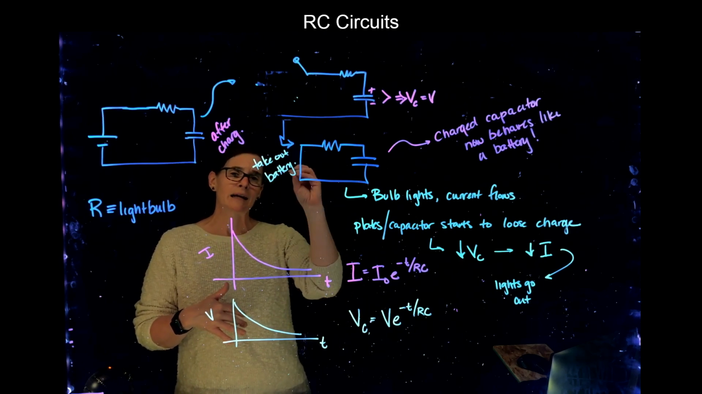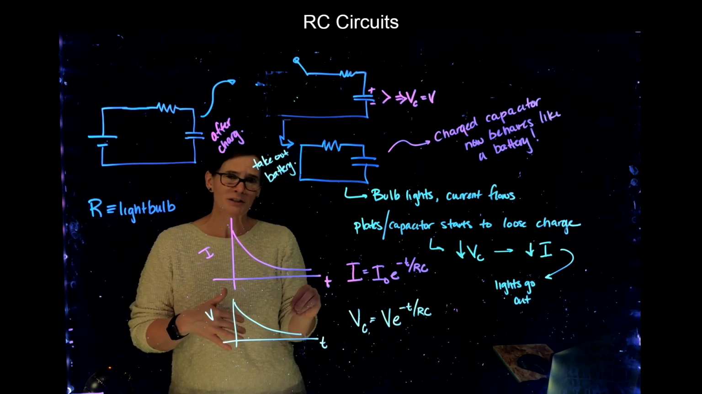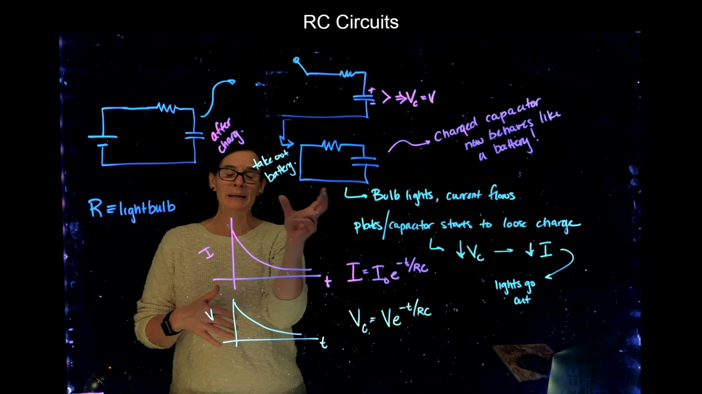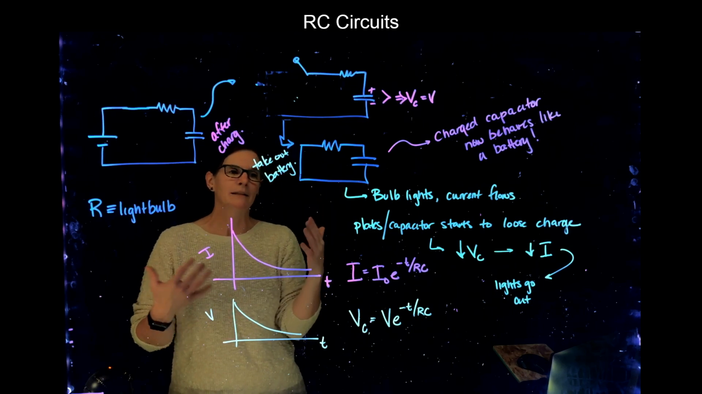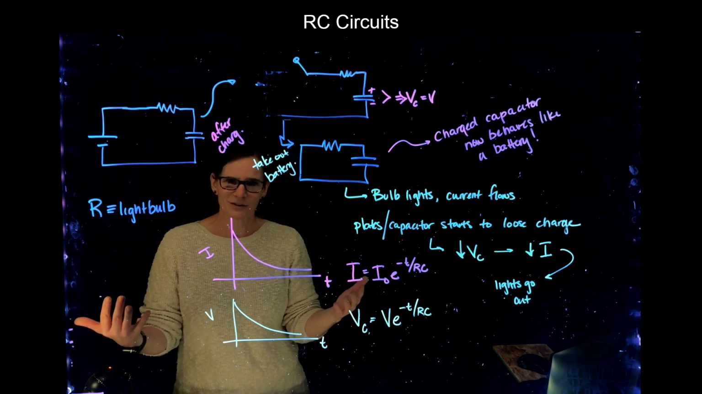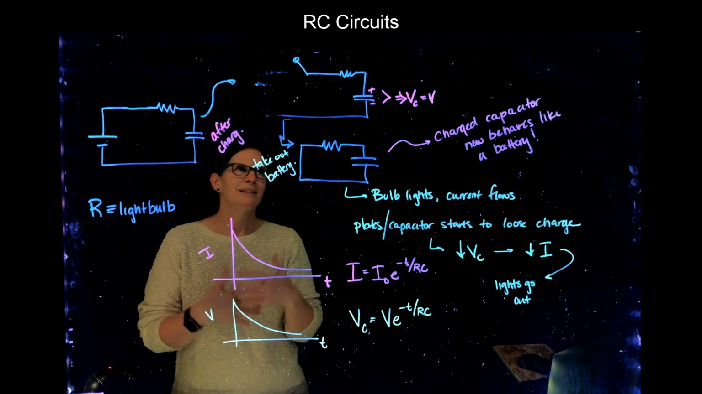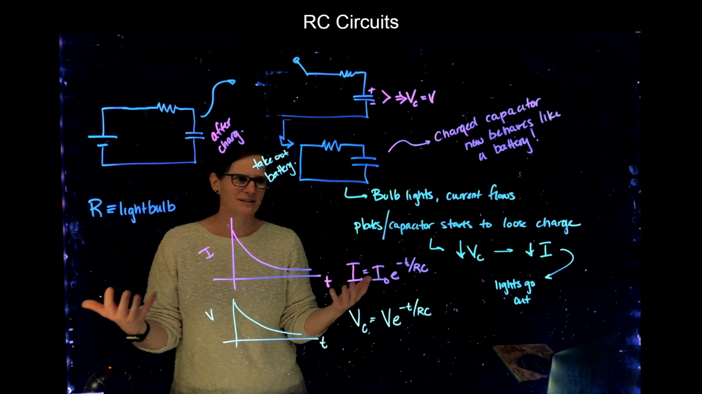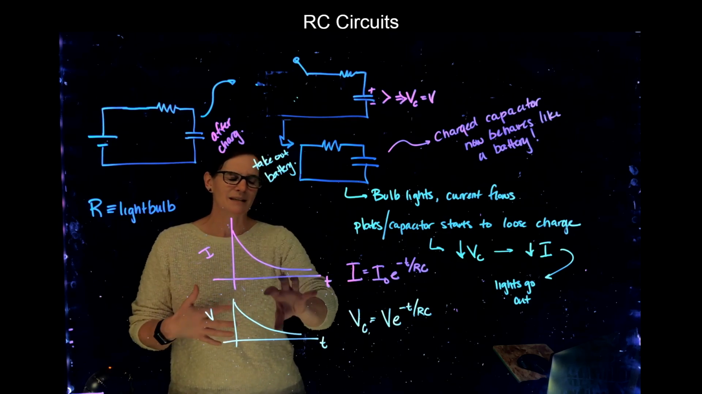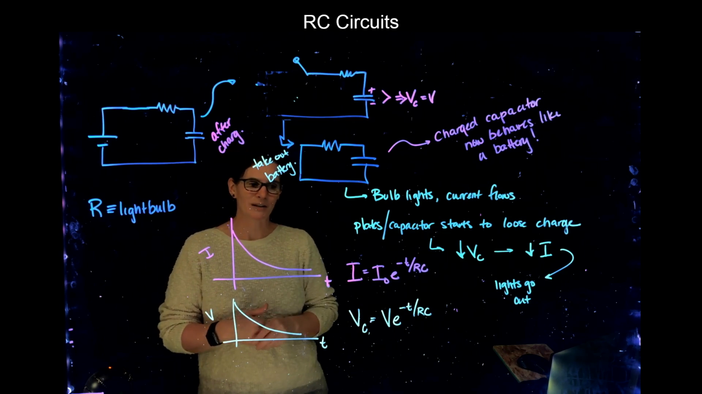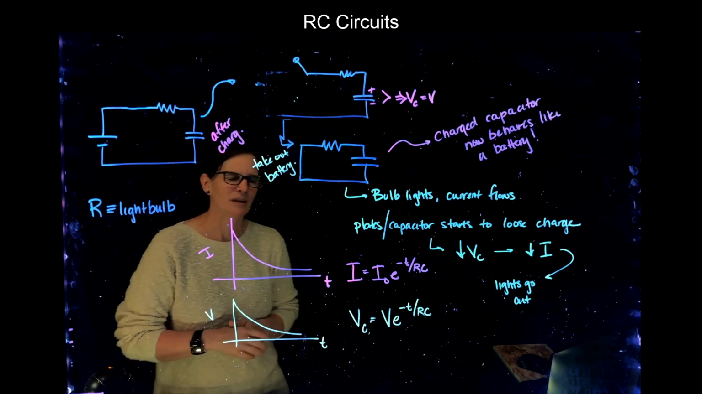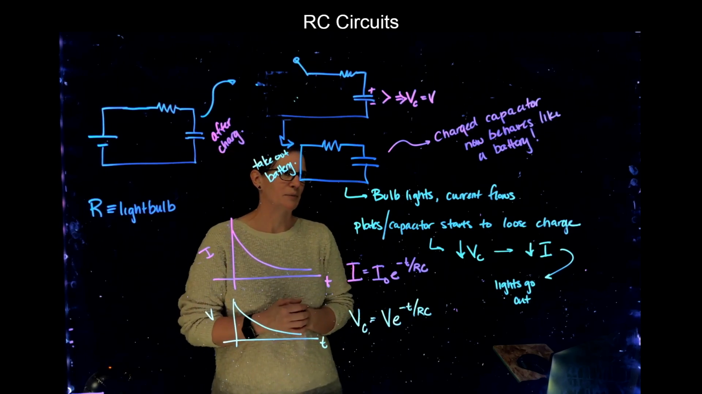For a capacitor discharging, we start off, it's like a mini battery right away, but as the charges leave the capacitor, the potential difference across that capacitor goes down. The current in the circuit then also has to follow suit, and we see similar decay in the current and the decay in the potential across the capacitor.